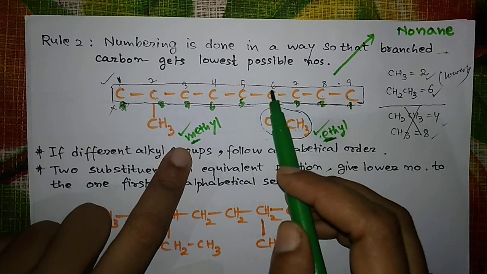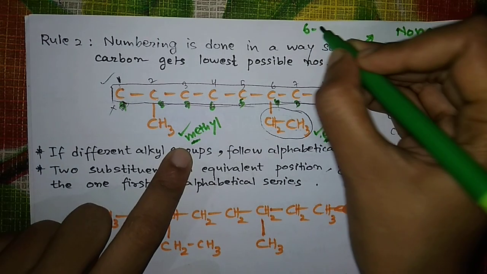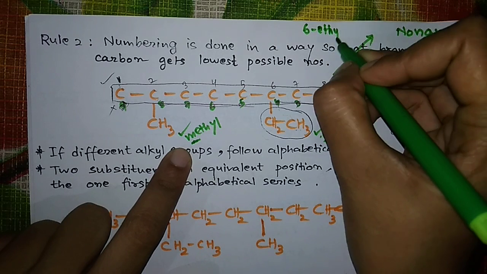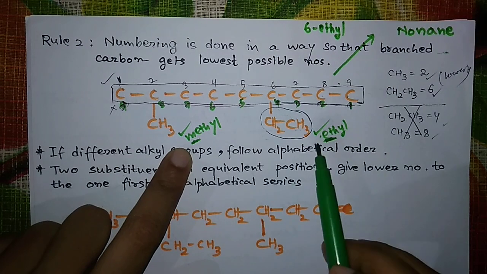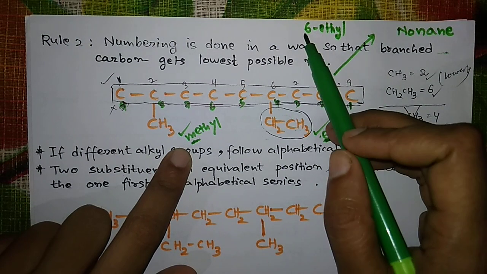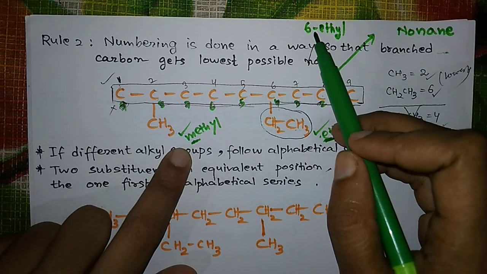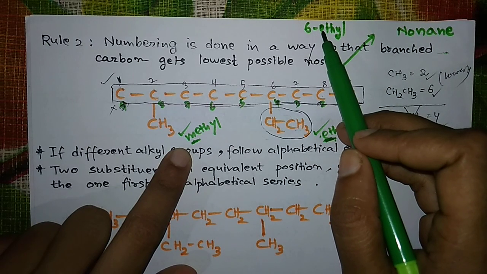सो इथाइल कौन सा पोजीशन पे है? 6. सो वी विल राइट 6 इथाइल लाइक दिस, ठीक है? इथाइल लिखना है, लेकिन कौन से पोजीशन पे इथाइल है? 6 नंबर. सो वी विल राइट 6 इथाइल एंड वी विल गिव अ हाइफन बिटवीन द नंबर एंड वर्ड. ऑलवेज बिटवीन अ नंबर एंड अ लेटर अ हाइफन इज गिवन.